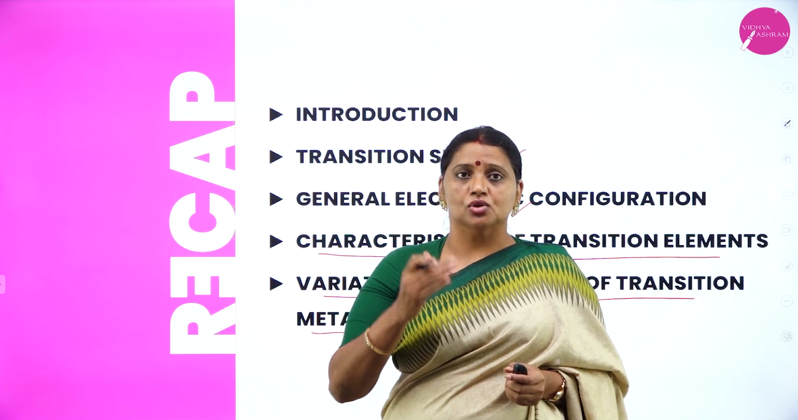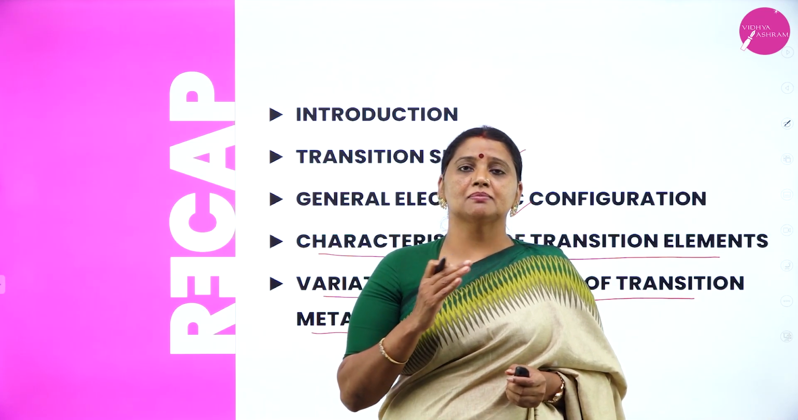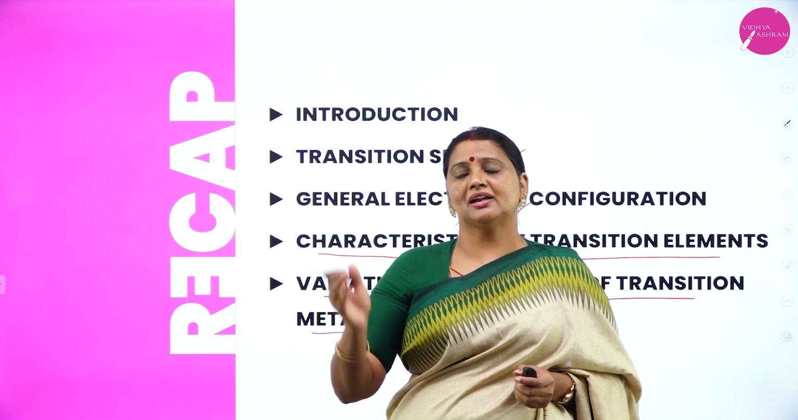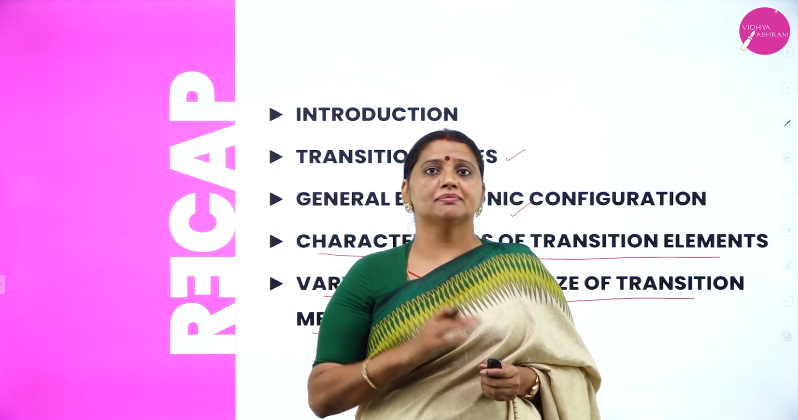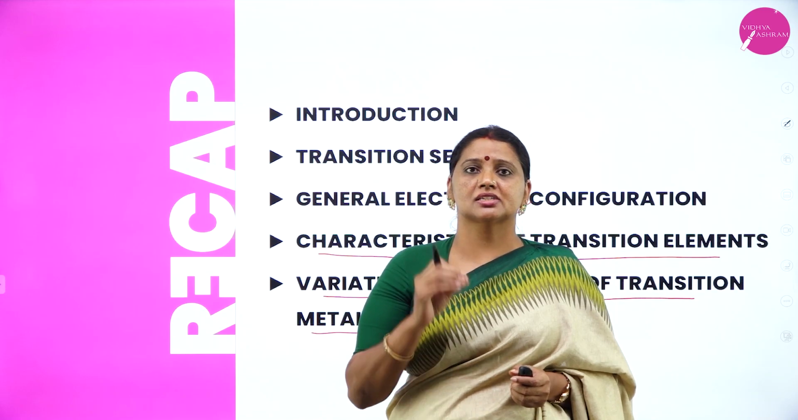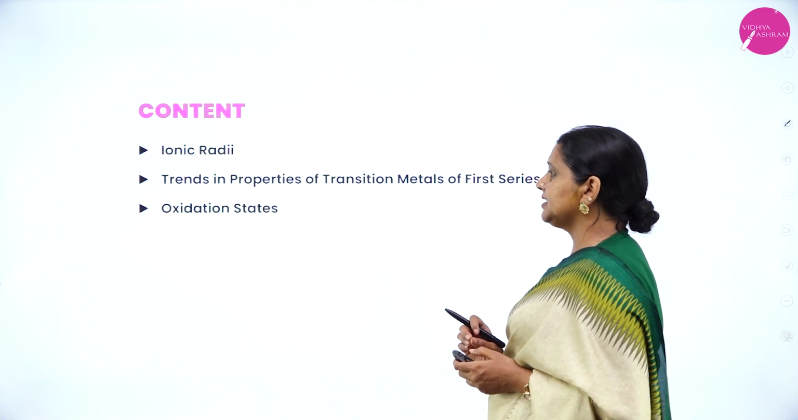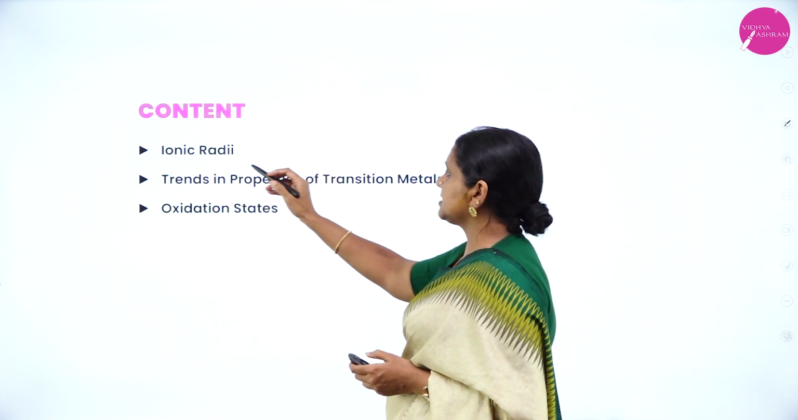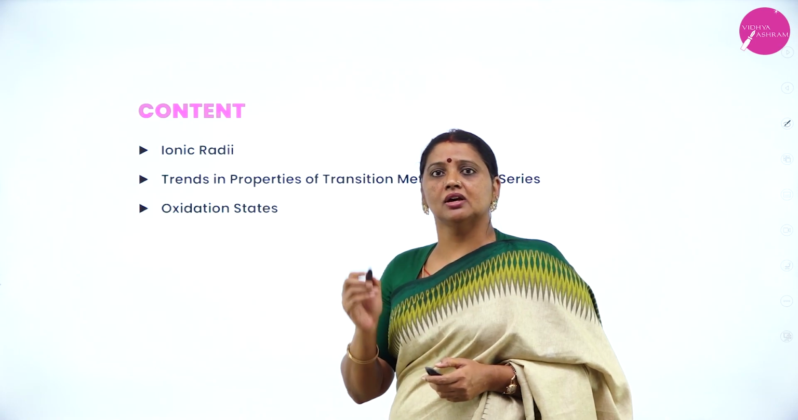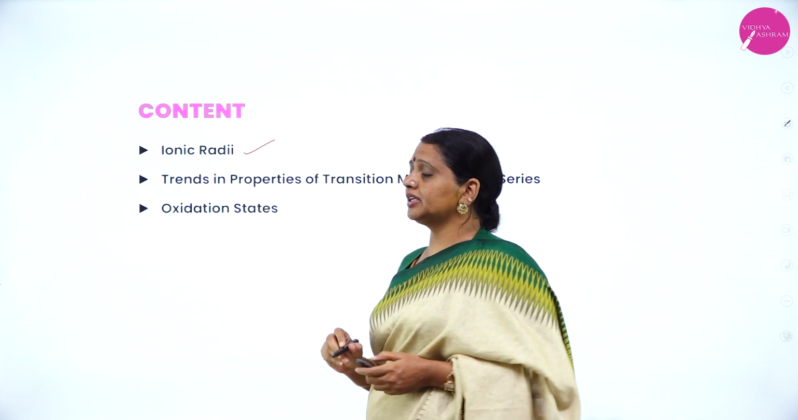For example, I explained about 3D series. In 3D series, as atomic number increases, atomic size decreases first, then it becomes minimum, and finally it increases, by taking two concepts like effective nuclear charge as well as screening effect. Last class I discussed atomic radii, or atomic size. This class, I am going to discuss ionic radii.